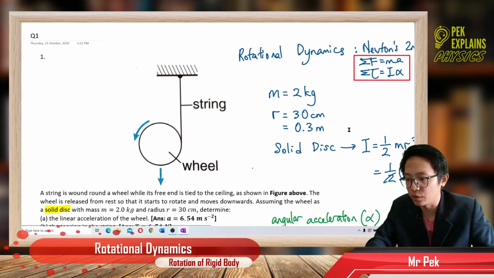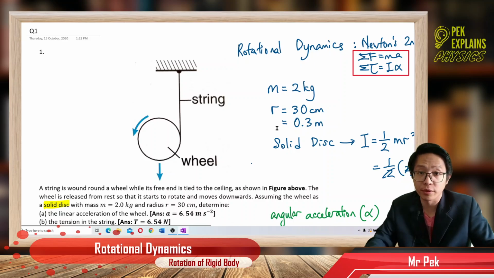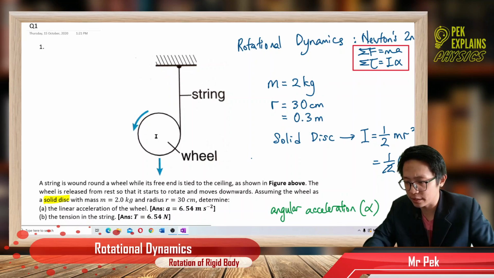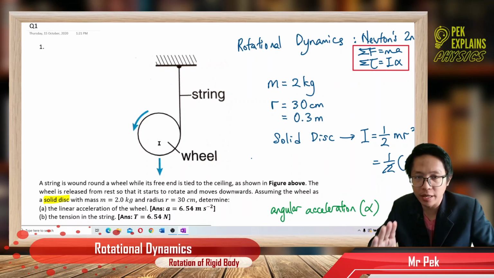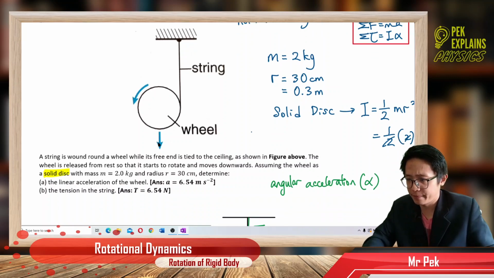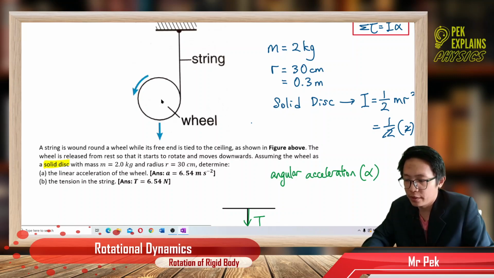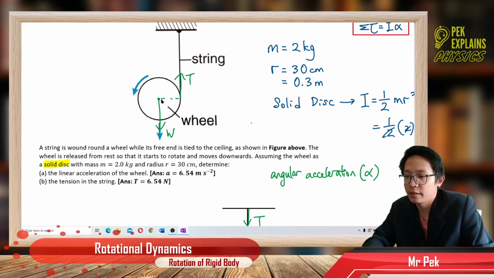Now, let's draw the free body diagram. You must draw a free body diagram. So what forces are acting on this wheel? Our subject, which is in our focus now, is the wheel only. So let's draw the forces on the wheel. What forces do we have here? The wheel itself has the weight, of course, and then in the string, it has tension.